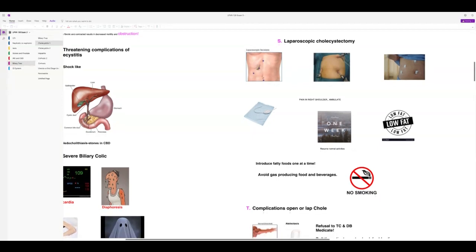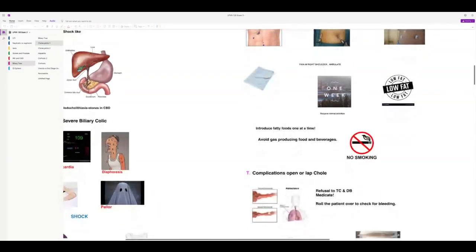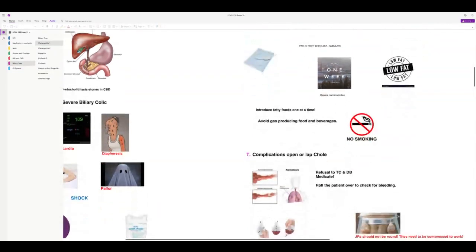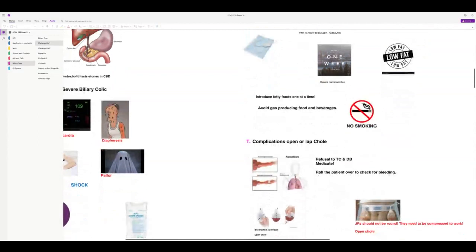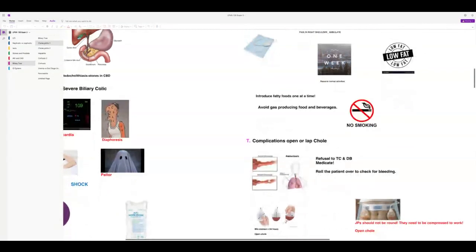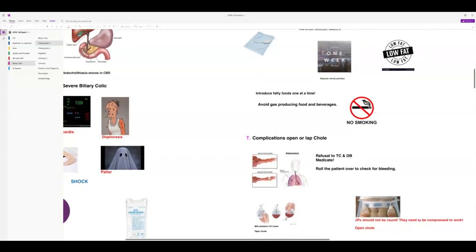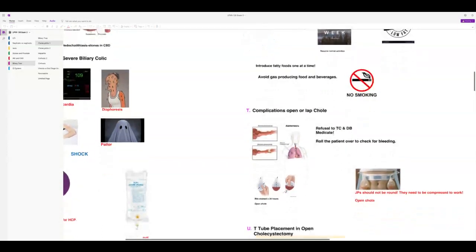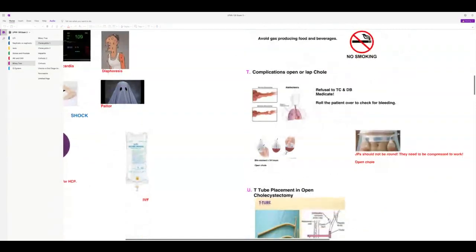So after they have the surgery, you need to introduce fatty foods one at a time. Avoid the gas producing food and beverages. I worked with a surgeon who wouldn't let the patients drink soda after the surgery, and no smoking. Nobody should smoke.